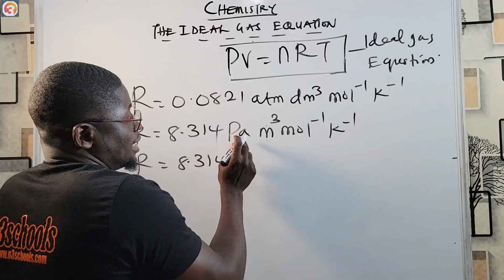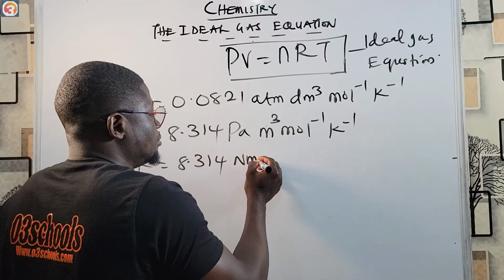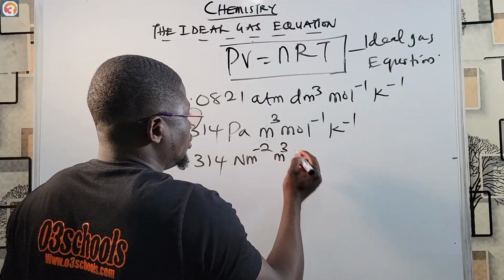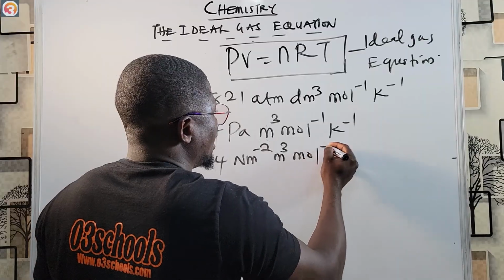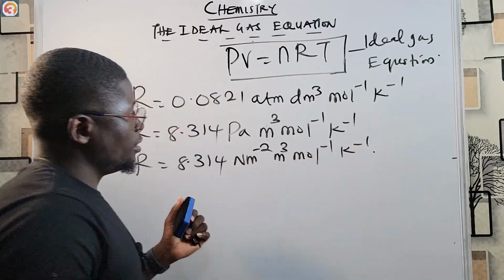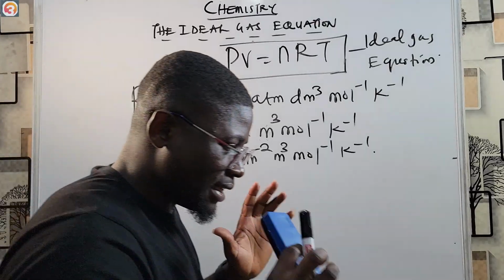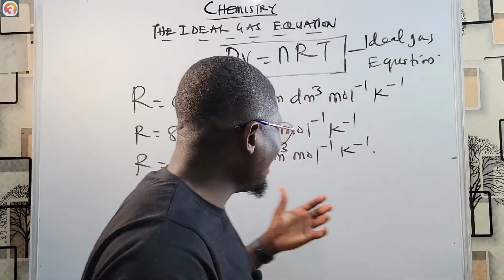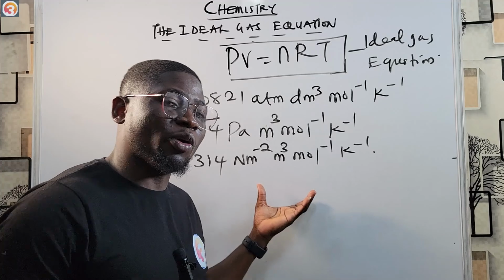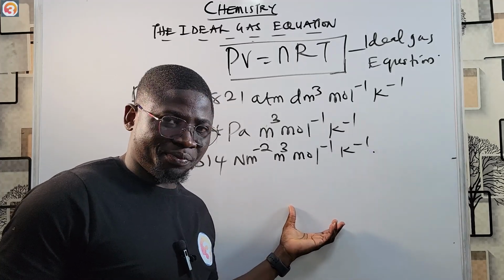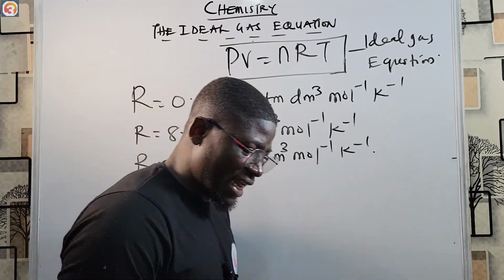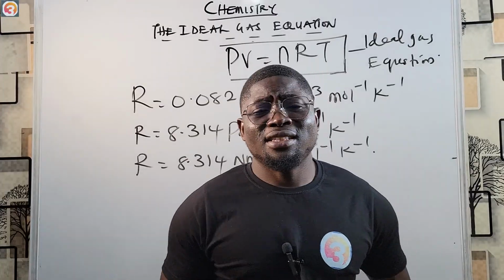Or R will be equal to 8.314 with Newton per meter square, meter cube, per mole, per Kelvin, instead of Pascal. All right, so it's as simple as A, B, C. What I'm trying to tell you is that the value of R depends on the units of the other four variables. Is that clear?